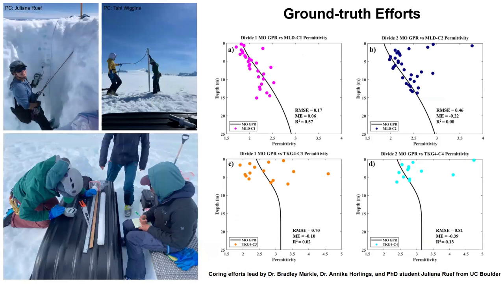GPR is great and all, but our data needs to be ground truthed. Dr. Bradley Markle, Dr. Annika Horlings, and Juliana Roof, along with the help of Kaylee, Mari Fromstein, Tahi Wiggins, and others, drilled several firn cores and collected density and permittivity measurements. From these data, we can calculate velocity and liquid water content, all of which are used to constrain our radar-derived estimates. Here, I've shown an example of what our permittivity data looks like plotted against the permittivity measurements from the core. Safe to say that we pretty much nailed it.